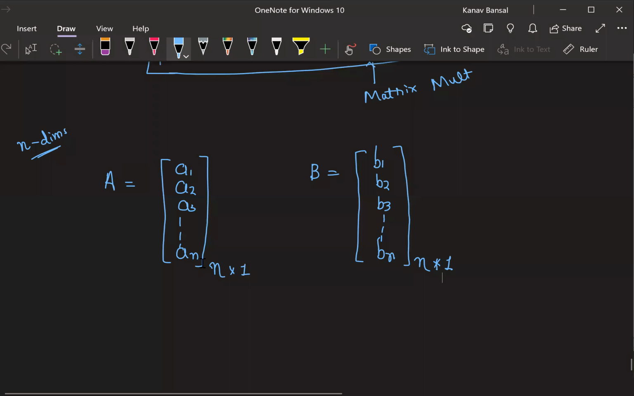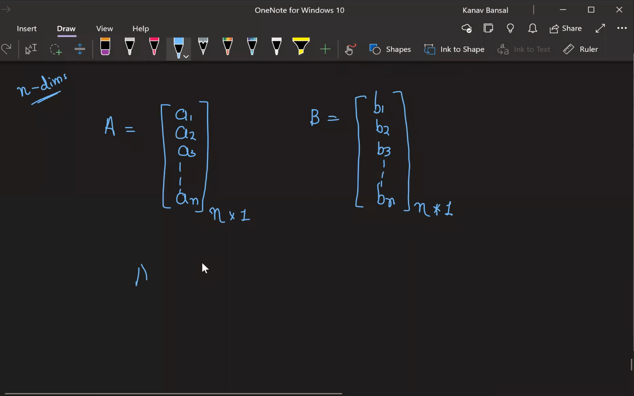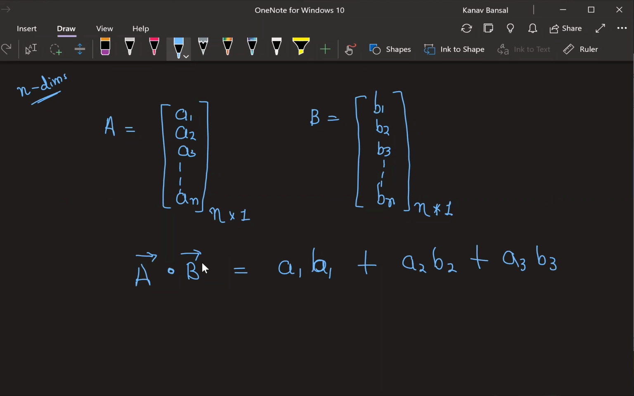Now, if I want to calculate A vector's dot product with B vector, how do I do that? I simply take the first component of A and multiply it with the first component of B, add the second component of A multiplied with the second component of B, the third with the third, and so on up to the nth component of A multiplied with the nth component of B. Everyone able to understand this concept? Yes or no? Now, can I write this formula like this?